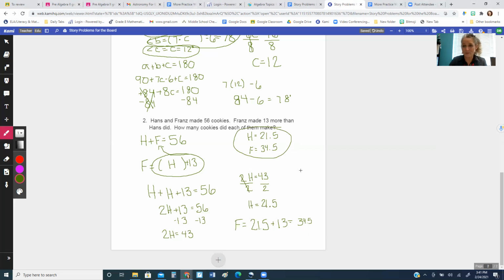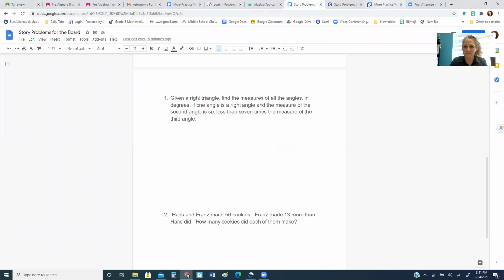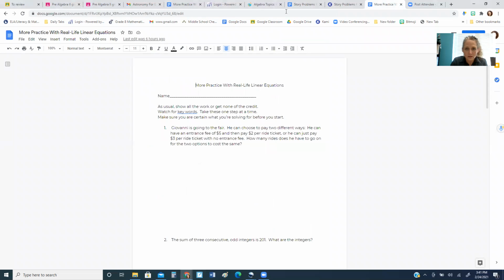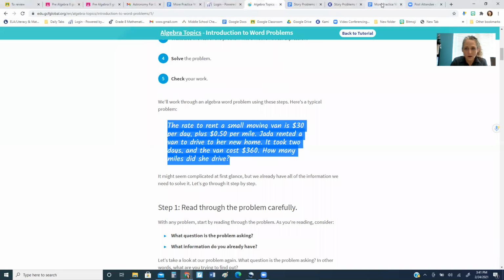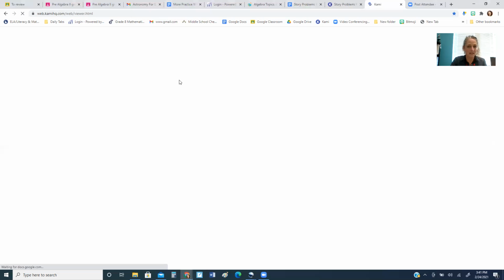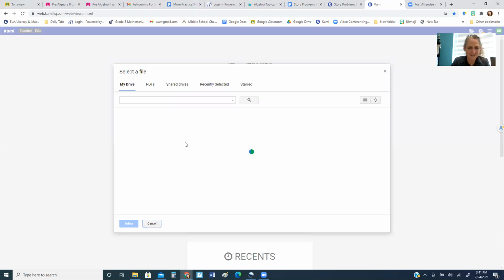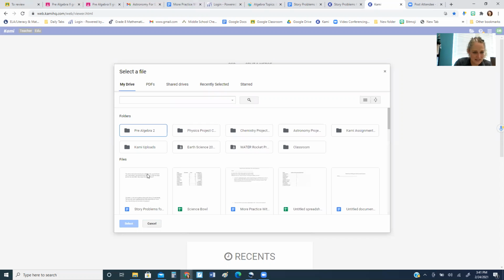So let's do a couple from your assignment, shall we? My Zoom menu popped down and I need it to go away. There we go. Wait, I thought I opened one in Kami. Okay, got to open it in Kami. I apologize. Let me sit here while I get my stuff together. Totally thought I opened one, but I'm not finding it in my menu.